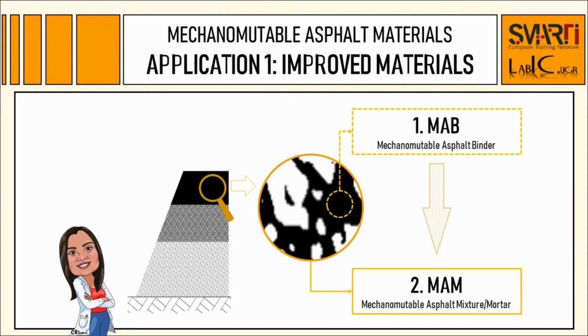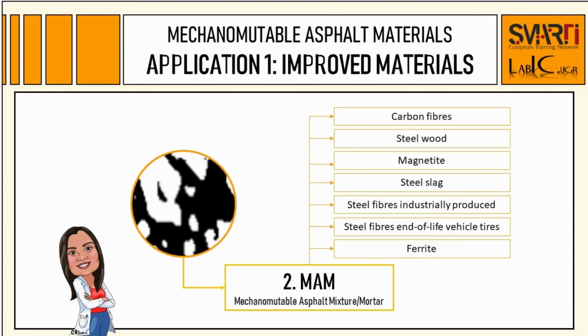So, the first part of my project was to scale this to the mortar scale. For the production of mechanomutable mortars or mixtures, it's possible to use carbon fibers, steel wool, magnetite, steel slag, steel fibers, industrially produced or obtained from the end-of-life vehicle tires, and ferrite filler.